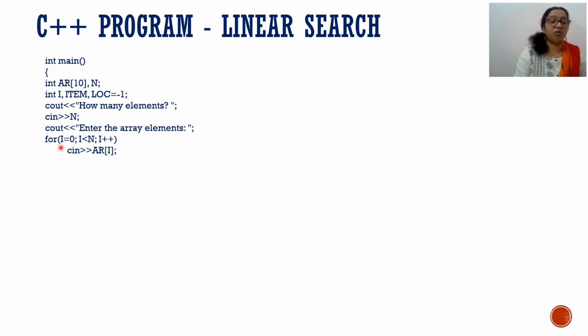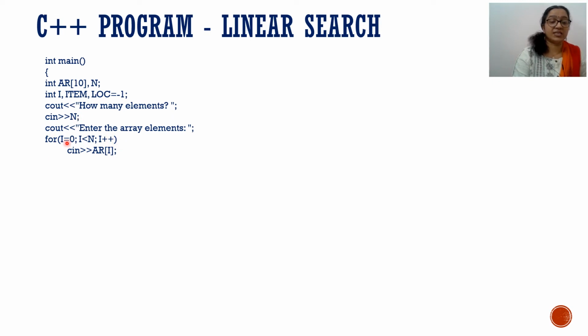Then see, for loop i is equal to 0. 0th onwards we want to start it. i less than n. 10 is the maximum size, but only n values we need, so we put i less than n. Then i plus plus. So first i is equal to 0, second time i is 1, 2, 3, like that it will go on.